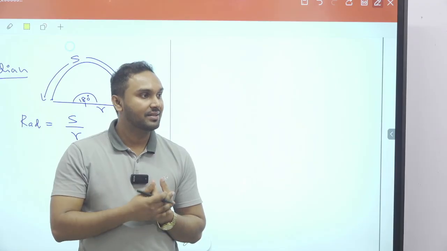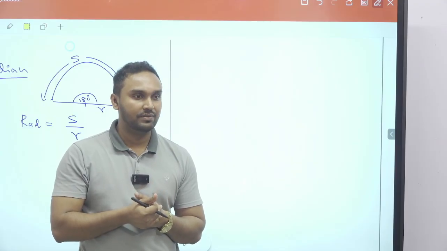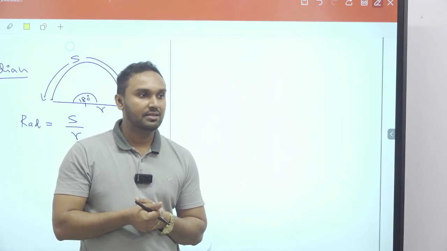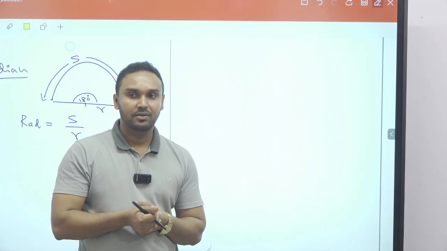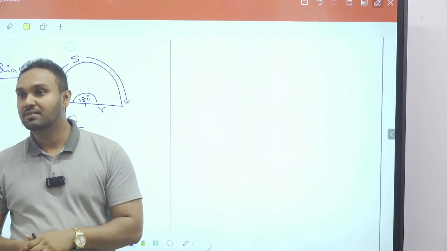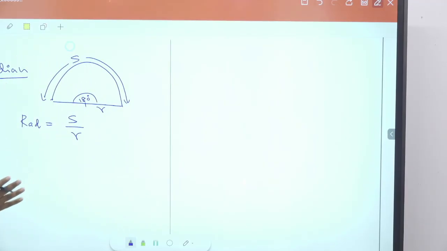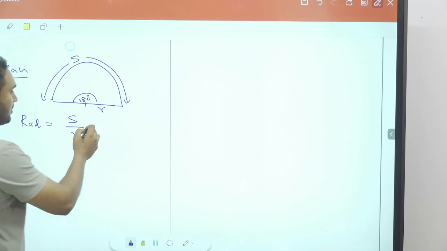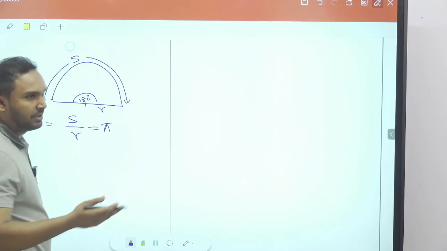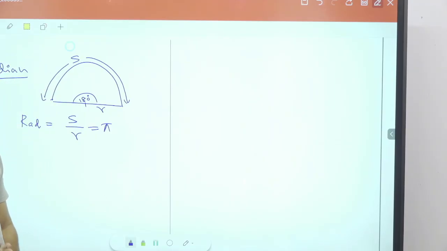The constant has a different name. S over R, like of a semicircle: if you divide the arc length by the radius, you get a constant value, and that constant value is what? Pi. Of any semicircle of any size, if you divide the arc length by the radius, you get the constant pi, which has a value of 3.14 or 22 over 7. Get it? So that's how you formulate the formula 2 pi r.